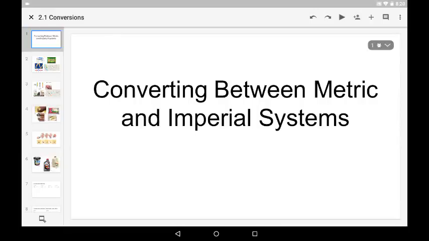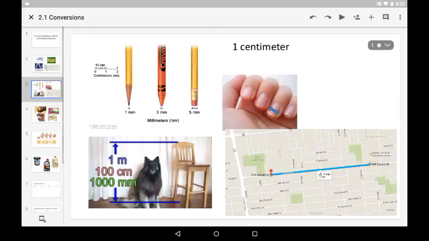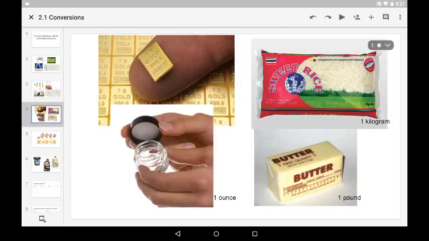This is a lesson on converting between the metric and imperial systems. You should have had some experience with both systems in your math career so far. Here are some length measurements in the imperial system: inches, feet, yards, and miles. In the metric system, we have millimeters, centimeters, meters, and kilometers. There are others, but those are the main ones we talk about.